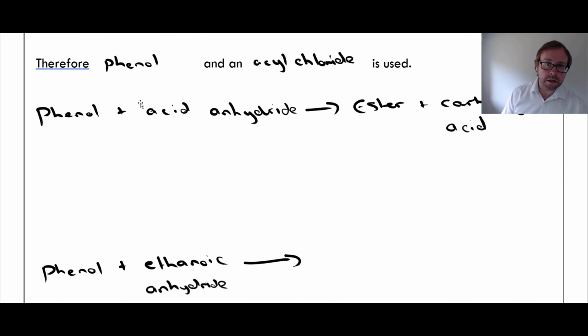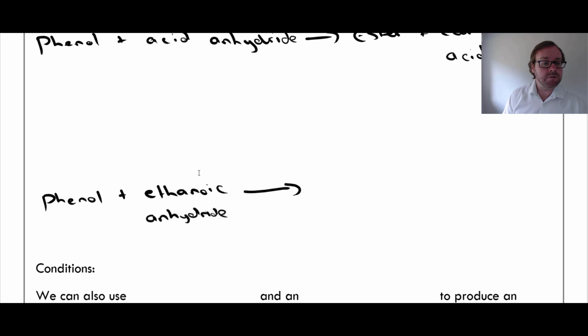So next one, so phenol plus acid anhydride. I'll give you the generic equation again. So it forms an ester plus carboxylic acid. And below here I've given you ethanoic anhydride. Okay, so again, have a go at doing this, see if you can come up with an answer.